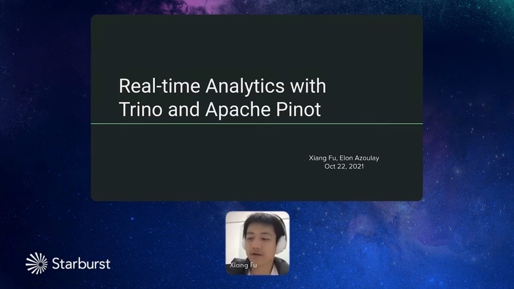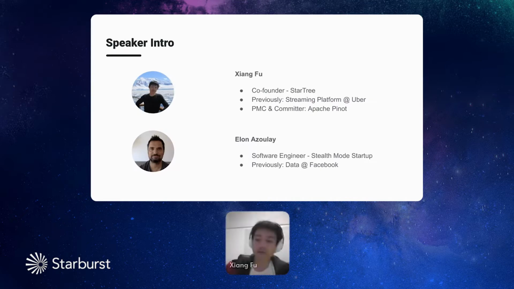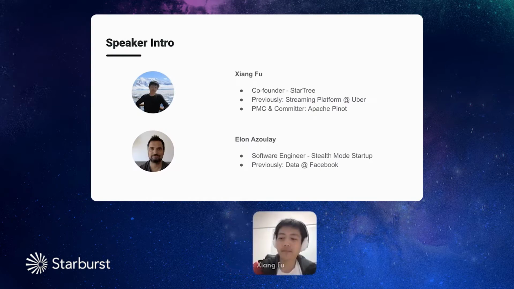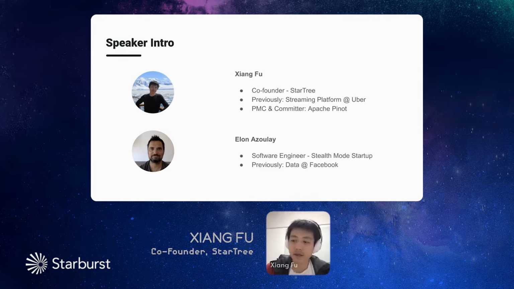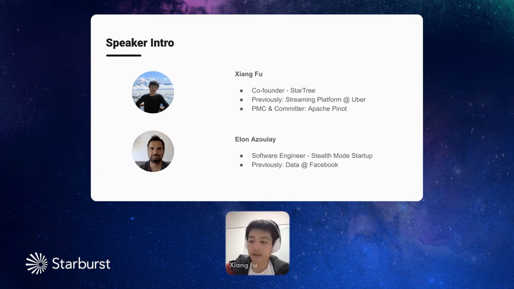So today I'm going to talk about how we use Trino and Apache Pinot to do real-time analytics. A brief intro for me: my name is Xiang, co-founder at StarTree. Before that, I worked at Uber to build the streaming platform for data serving, processing and analytics infrastructure. From the open source side, I'm a PMC member and a committer for the Apache Pinot project. I'm also a contributor to the Trino project.